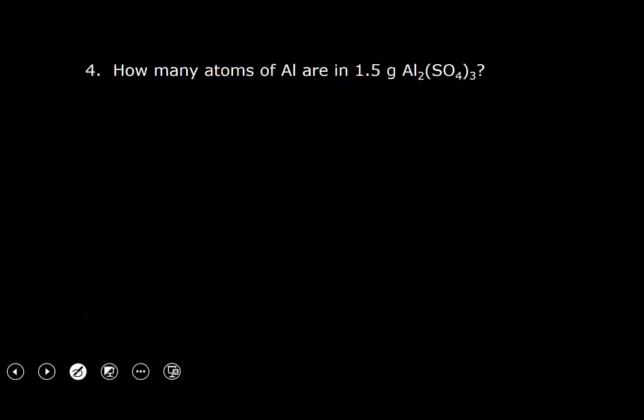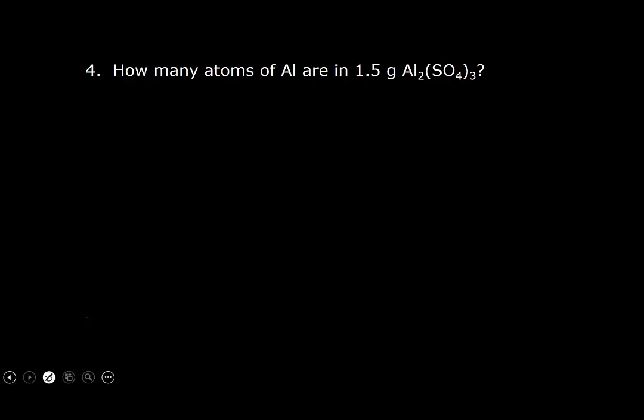All right, let's find out how many atoms of aluminum are in 1.5 grams of aluminum sulfate. Again, we're starting with grams of one compound, and we need to go to atoms of another, a different compound or different element. So we're going to have to do a mole-mole ratio. Instead of starting with 1.5 grams, I'm going to start with the moles, because I need to go to moles of aluminum sulfate, just like in problem 3.